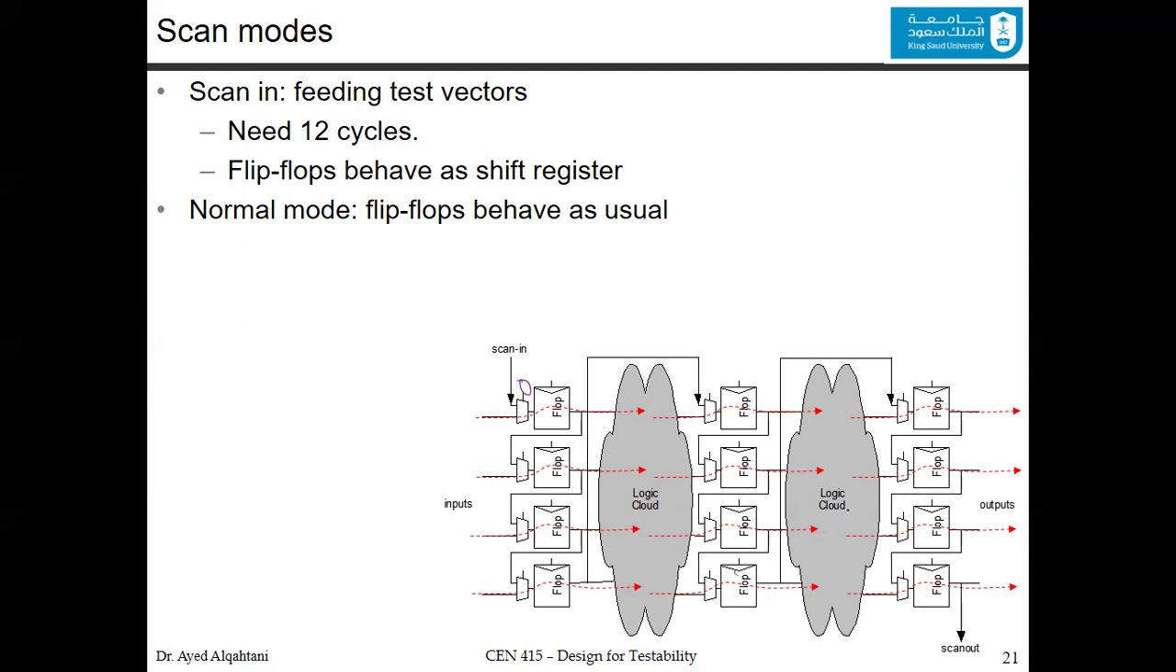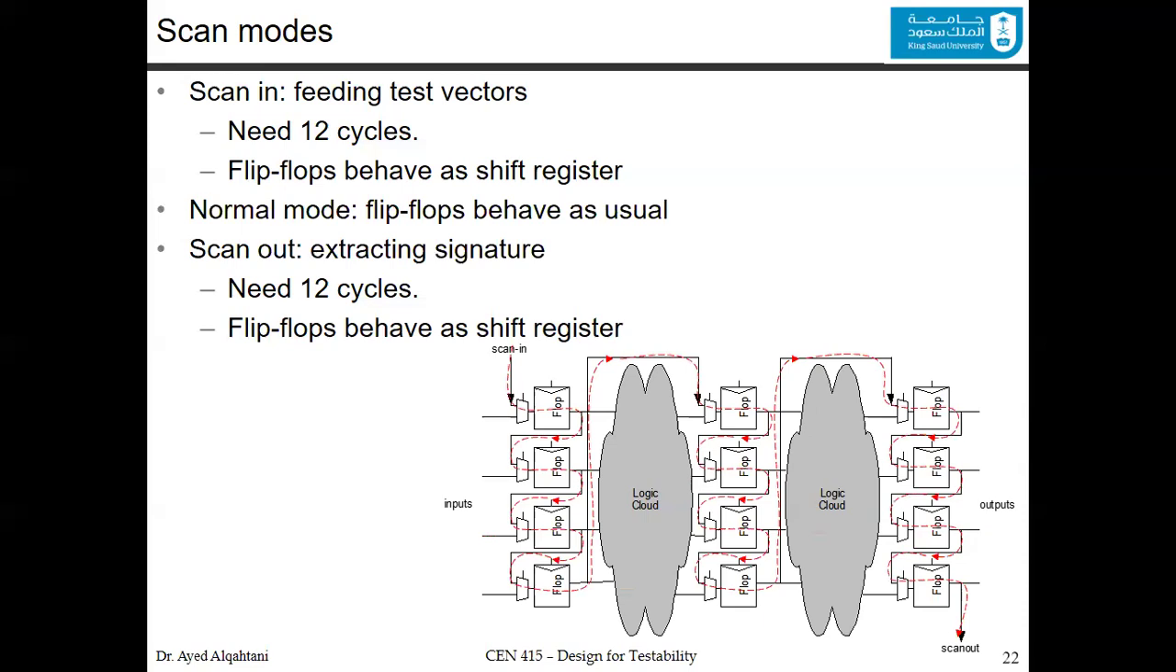After that, you can scan out or push this result out by adding in the scan-in maybe 0 or 1, whatever you like, and you give it 12 cycles and you read 12 bits in the scan-out. This scan-out is the real output of the flip-flops after you do the test, and you can compare this signature with what you expect to do the testing.